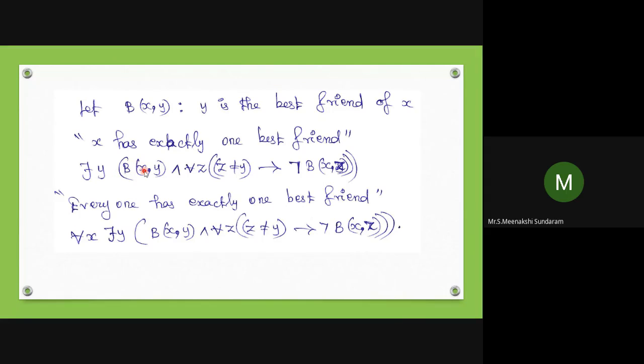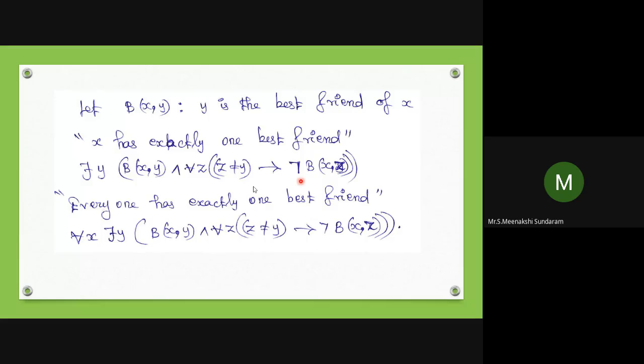You can say Y is the best friend of, I am the best friend of one student. And another person is Z. For every remaining 48 students, I told you, that is for every Z, meaning not Y. That is the remaining 48 students, for every Z, Z not equal to Y, then negation of B of X comma Z. Z is not a best friend of X.